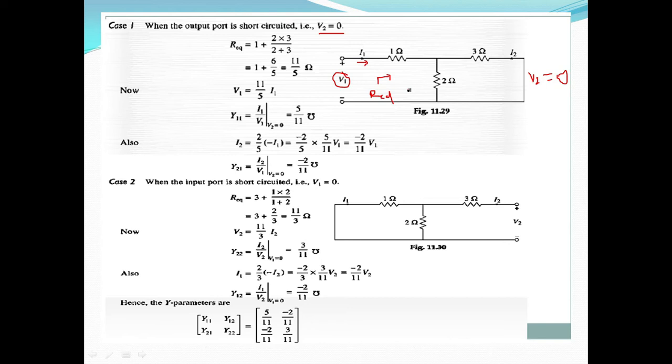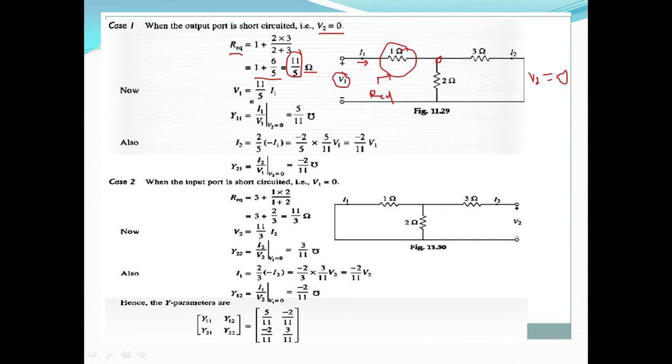R equivalent is equal to R1, and at this junction the current is divided in this direction. That's why 2 is in parallel with 3. Therefore 1 plus 2 into 3 upon 2 plus 3, therefore 1 plus 6 upon 5, which is equal to 11 upon 5 ohm. So R equivalent is equal to 11 upon 5 ohm.